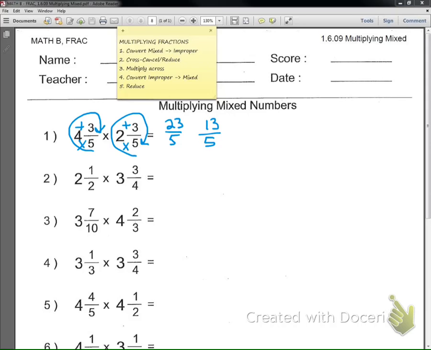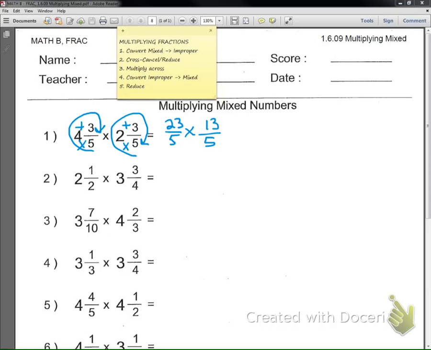It doesn't matter that these have common denominators. Common denominators is only something you do with addition and subtraction. With multiplication, we can cross cancel. So this is multiplication, and we need to see if any numerator and denominator can cross cancel.